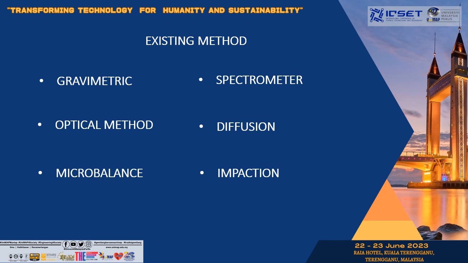Spectrometer. A spectrometer is also considered an optical method. A spectrometer works based on the principle of dispersion, which involves separating light into its component wavelengths. This is typically achieved using a prism or diffraction grating that disperses the light based on its frequency or wavelength. The dispersed light is then detected and analyzed to obtain information about its intensity and spectral characteristics.